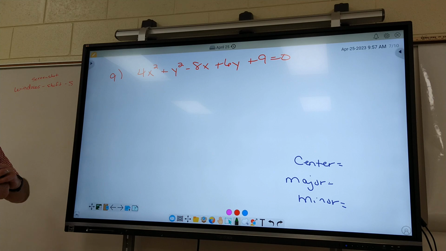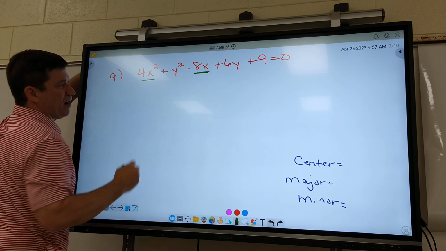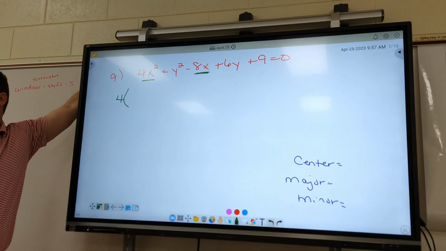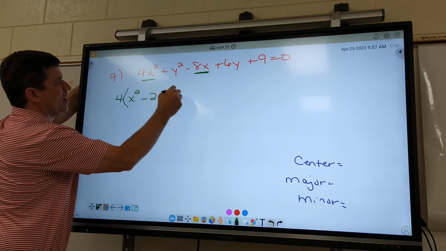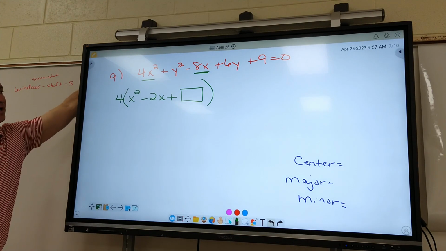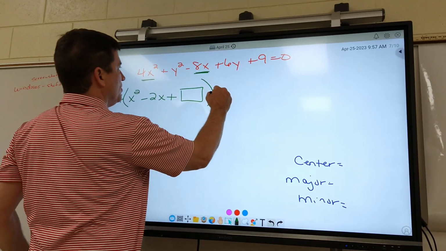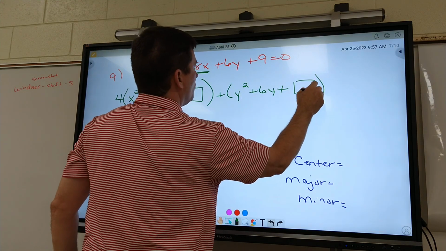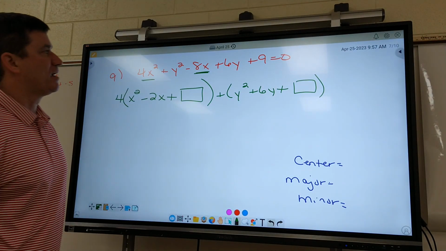We're going to make our groups just like we did on the circles. All right, look at your group for your x's. What am I going to divide these by? It's got a 4 in front of the x squared. You have to put your 4 out in front right here. We get x squared, 8 divided by 4, minus 2x, then your box. Okay, do we have to divide the y's by anything? No, it's just y squared. So we just do our group, y squared plus 6y, then your box. What happens to the plus 9 that doesn't have an x or a y? Move it over, make it a negative 9.